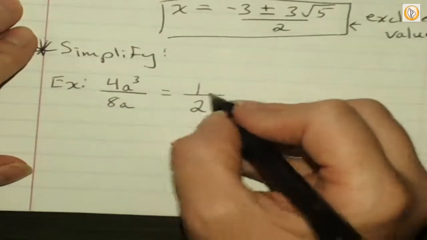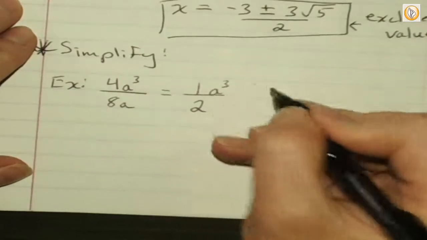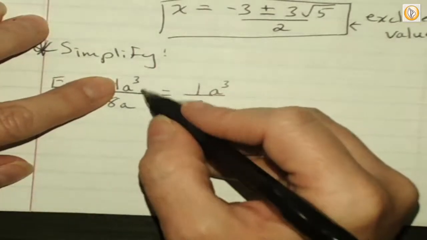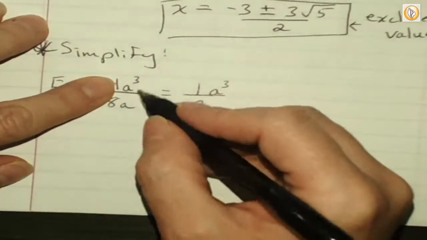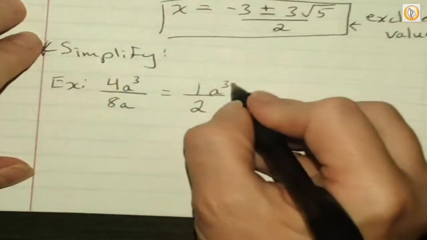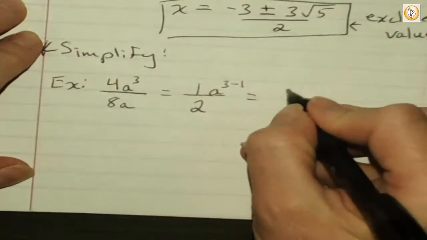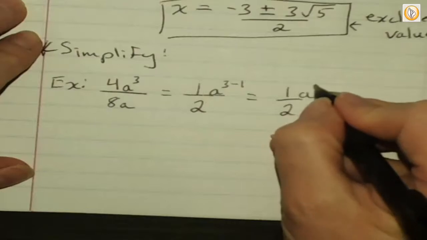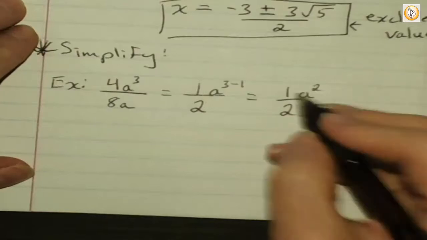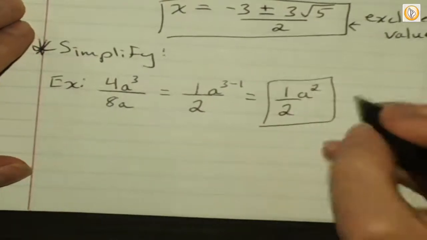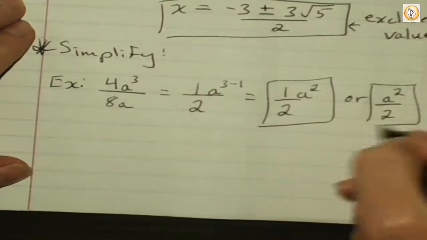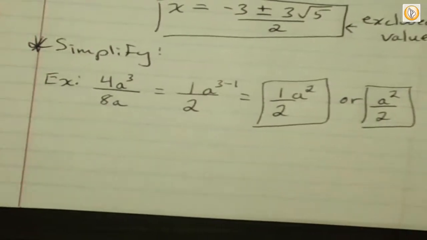3 minus 1. Remember the exponents that we did? If they're dividing and the bases are the same, we subtract. So then I have 1 over 2 a squared, and that'll be your answer. There's your answer. Or you can just say a squared over 2. They're both the same because of that 1.